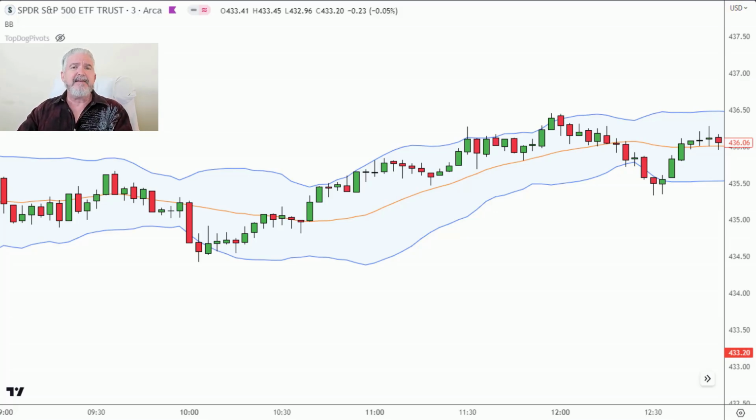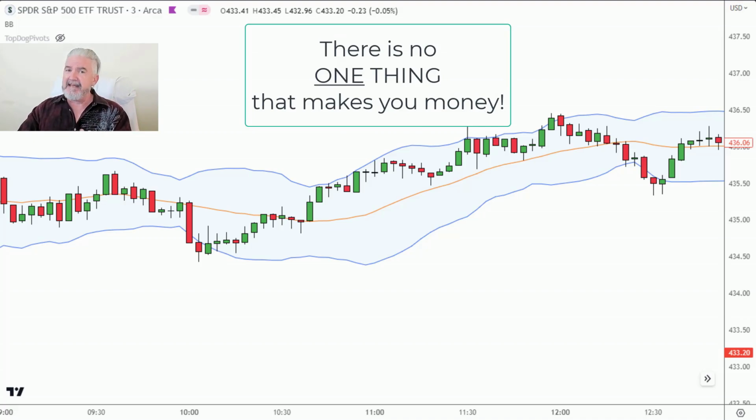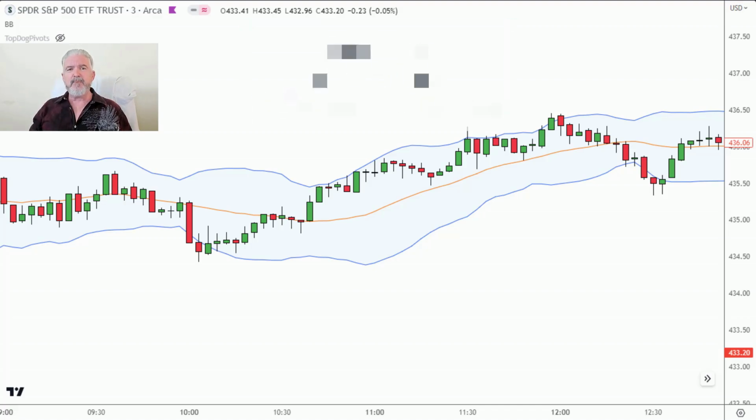And that's the key, is that you cannot trade any one thing alone, whether it's price action or an indicator, Bollinger Band or any other indicator. We've got to look at multiple things. I call it preponderance of the evidence. Nobody knows what the market's going to do in the future. And so what we have to do is trade probabilities.